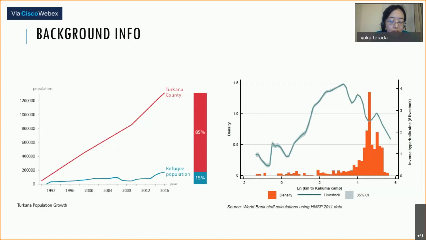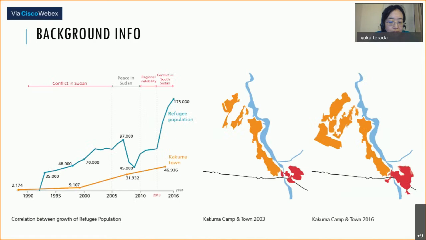Next slide. And this is how it was in Kakuma, and how Kakuma town itself is also growing. So its influence is quite huge in a sense. But we can really integrate into this kind of economic growth. So that's how we are trying to look into the research. Next slide.